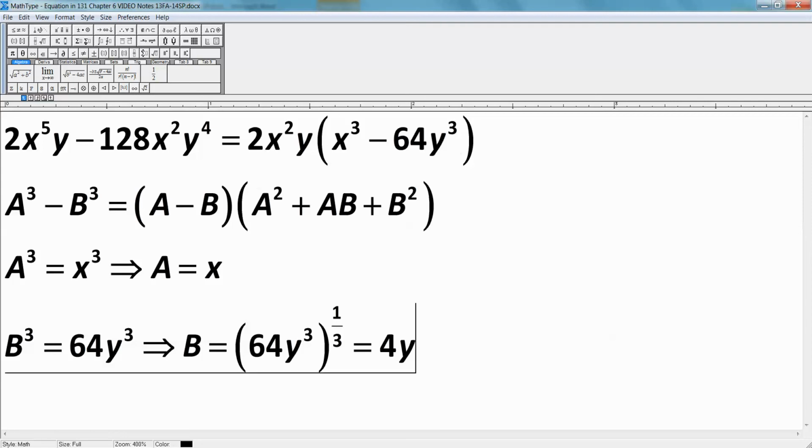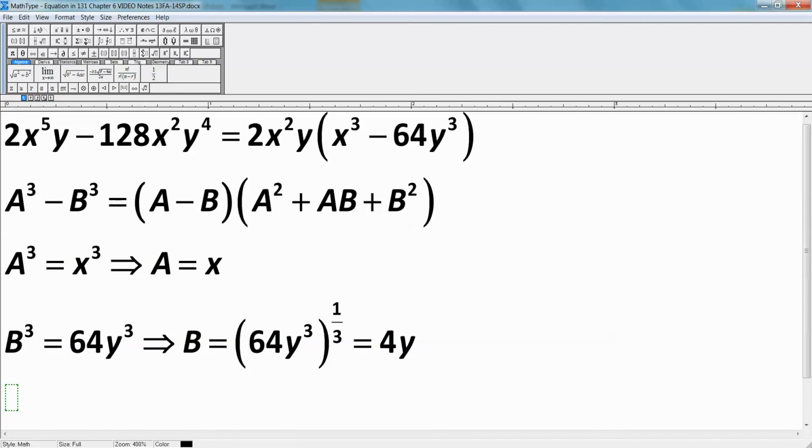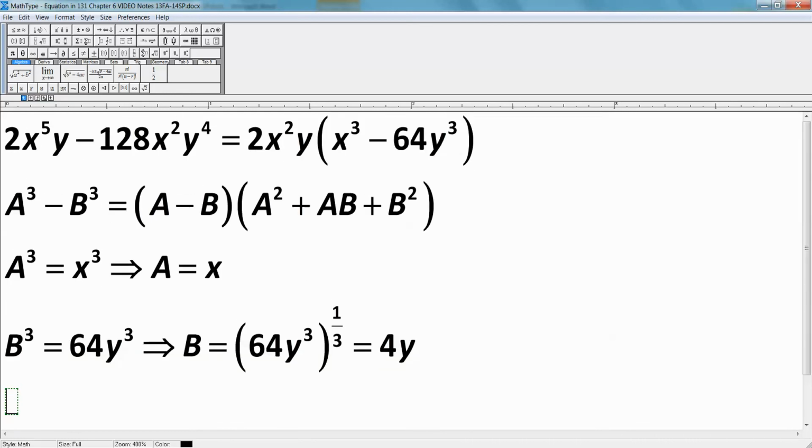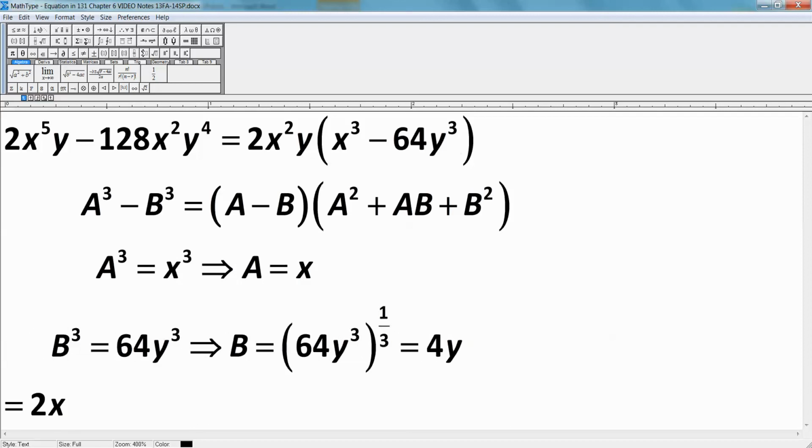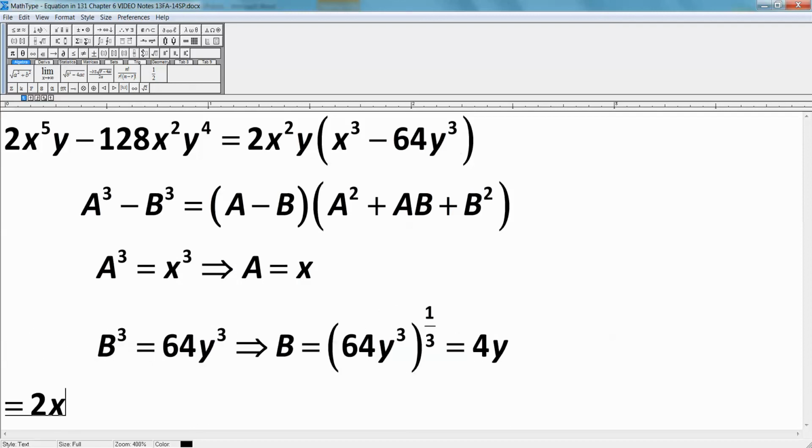All right, so I've got a is x, b is 4y, and then I'm just going to substitute in the formula. And you got to keep the 2x squared part in front. So this is 2x squared. And these are just kind of side notes. So I'm going to put them over here because they're not really part of the problem. They're kind of on the side, things that you're figuring out. There we go. All right, so we got 2x squared y. And then instead of x cubed minus 64y cubed, I'm going to write x minus 4y.